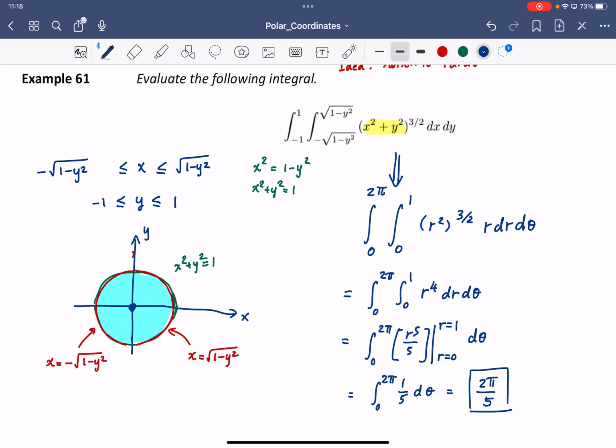So remember, r equal to 0 is the pole. This is actually r equal to 1, so it's going to be here. r starts from 0 to 1 all the time, you see that?